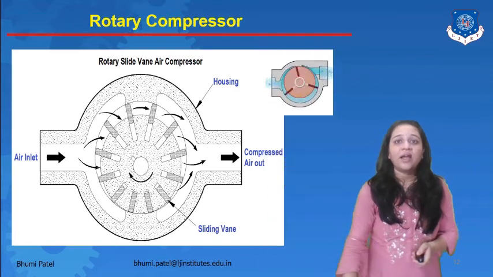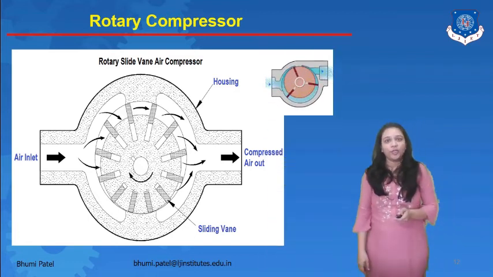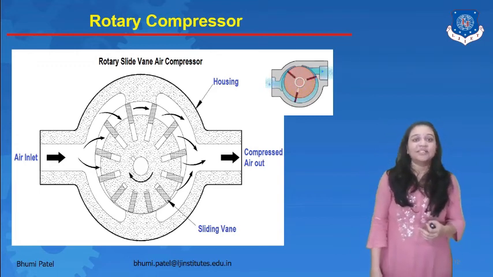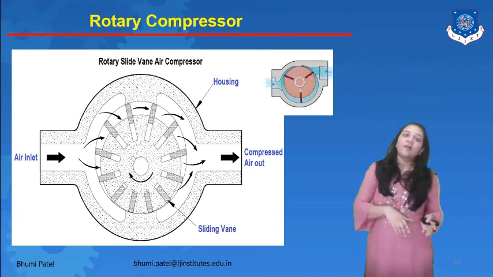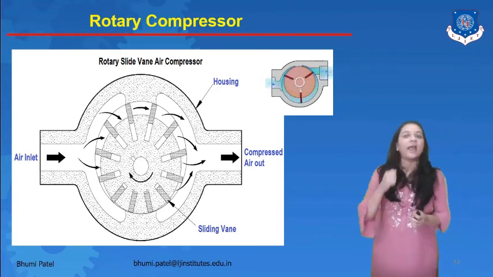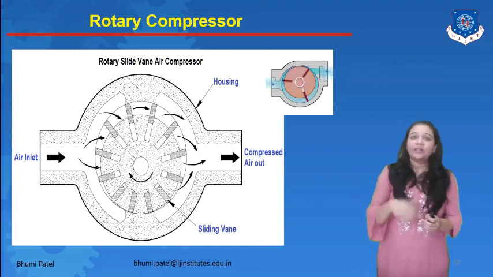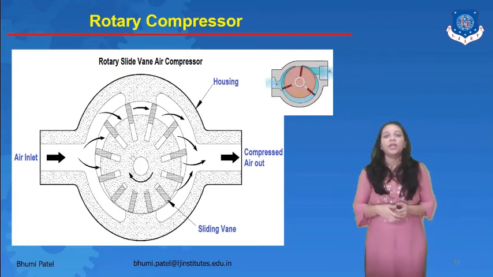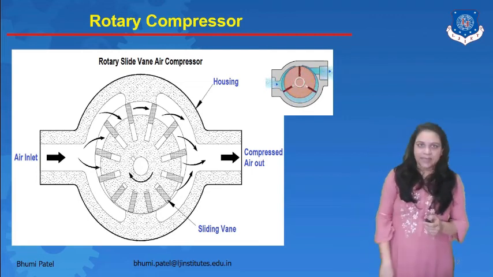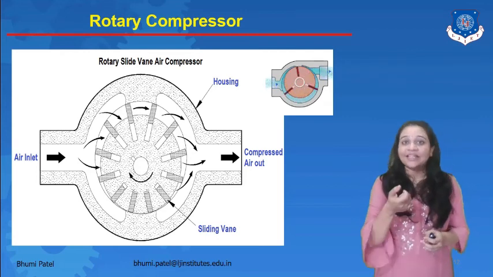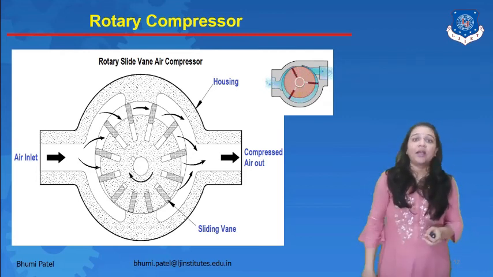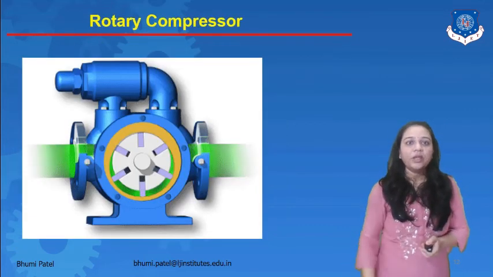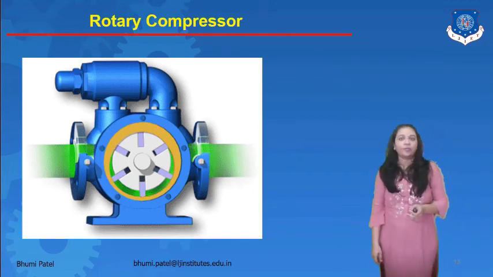So how is the rotary compressor working? Here you can see that whenever the inlet air pressure is increased, the sliding vane is rotated clockwise or anti-clockwise. Here in the diagram, the sliding vane is rotated anti-clockwise, and at that time we get the compressed air at the outlet side. For the protection of the sliding vane, we connect the housing at the outer layer of the rotary compressor. Now this is the actual diagram of the rotary compressor.